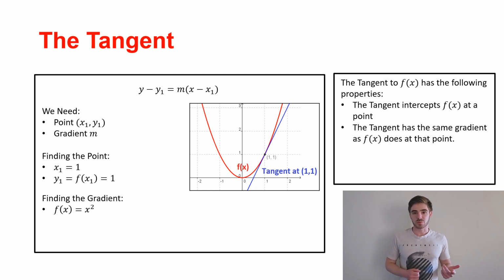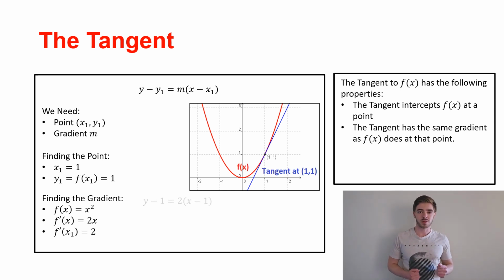The derivative of x squared is just going to be 2x. Therefore, if you want to find the gradient at x equals 1, we know that the gradient is going to be 2. And finally, we just substitute back into the gradient point formula, since we have the gradient and the point. And when we do, we find that the equation of the tangent is going to be y equals 2x minus 1.